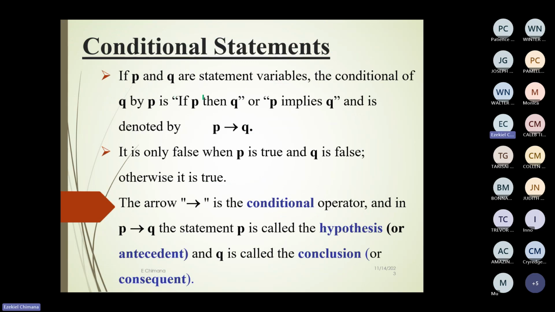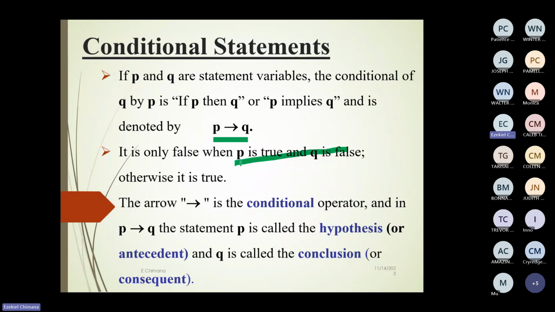So if P and Q are statement variables, the conditional of Q by P is if P then Q, or P implies Q, and is denoted by P implies Q. It is only false when P is true and Q is false. That's when it is only false. We cannot have the truth implying a falsehood.